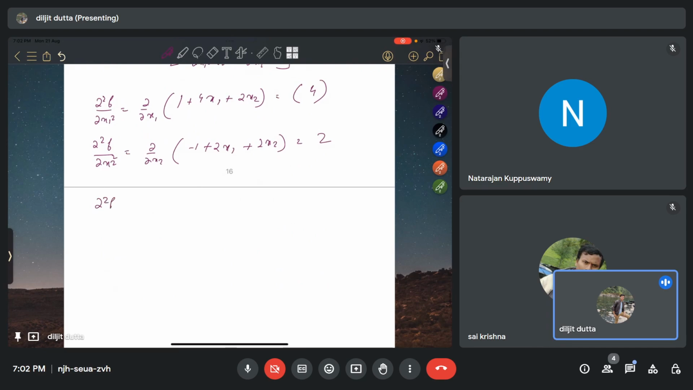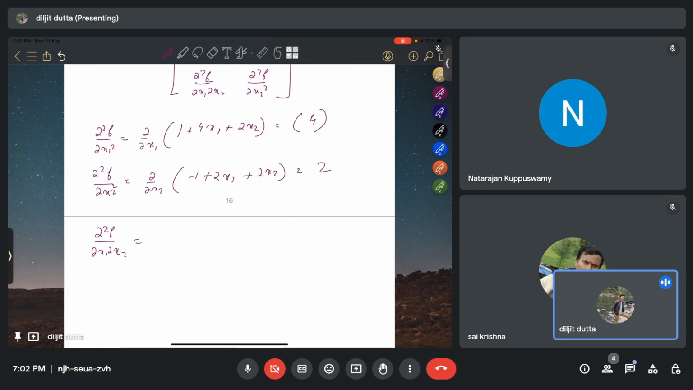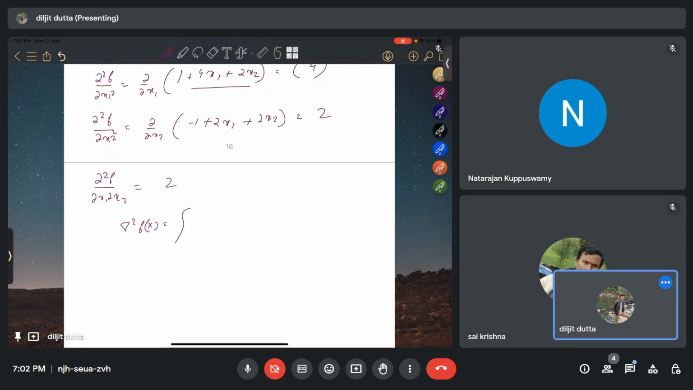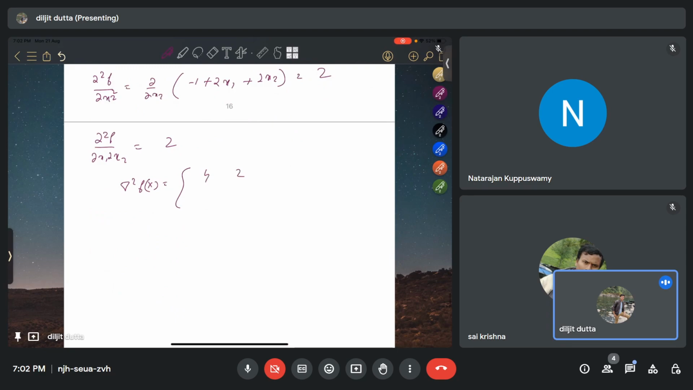And thirdly, del square f by del x1 del x2. You can just take the derivative with respect to x2 of this term. So it will be 2 only. So the Hessian matrix will be 4, 2, 2, 2. Now I have to take the inverse of this, which is equal to 1 by determinant of del square f into adjoint of del square f.